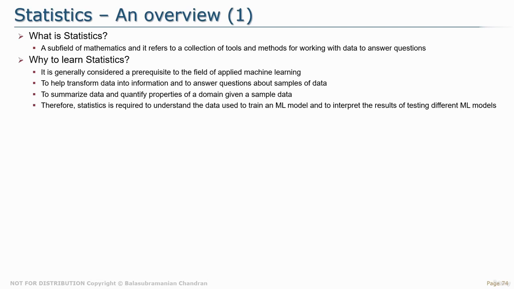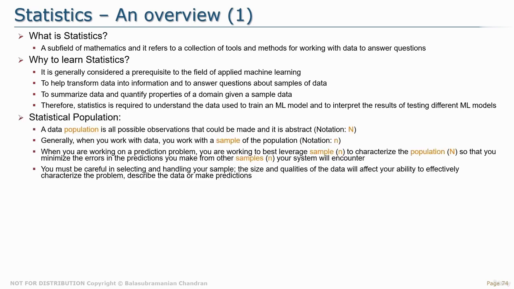Why do we need to learn statistics? It is generally considered a prerequisite to the field of applied machine learning. It's used to help transform data into information and to answer questions about samples of data. It's also used to summarize data and quantify properties of a domain given a sample data. Therefore, statistics is required to understand the data used to train an ML model and to interpret the results of testing different ML models.